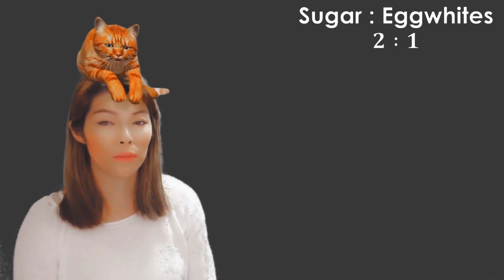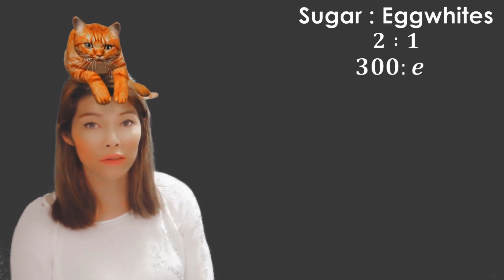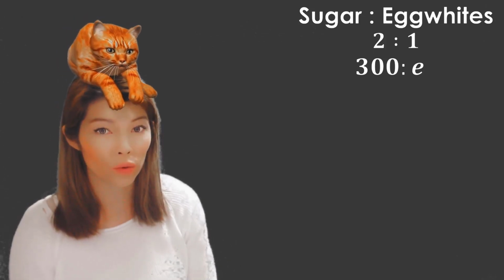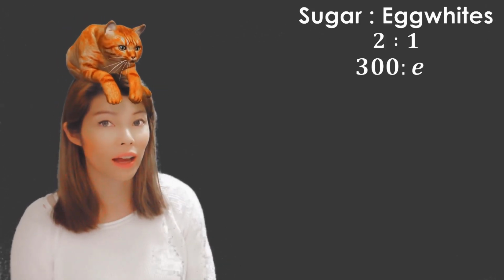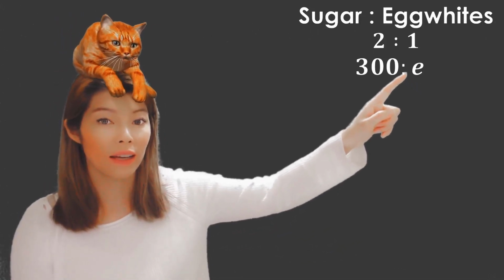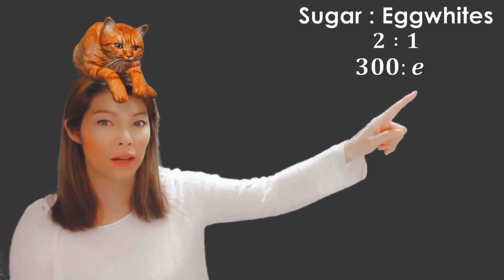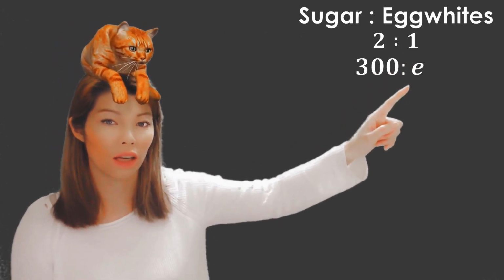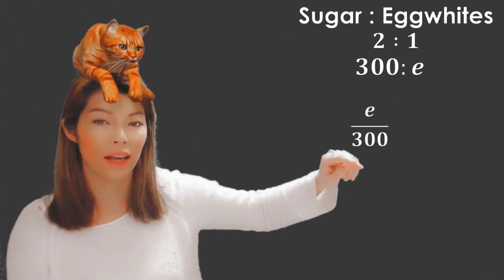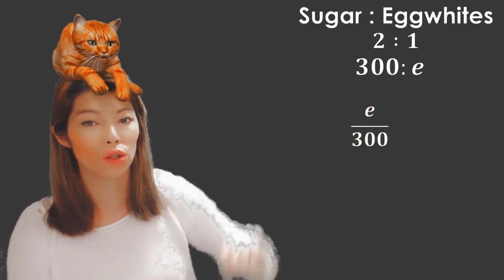Here we have a meringue recipe, sugar to egg whites, 2:1 ratio. If I had 300 grams of sugar, how much egg whites would we need? So again, we can write it as ratios. This time we're picking the right side to be the numerator, E over 300. Because I'm looking for egg whites, I made the variable E. So E over 300 as a fraction. And on the other side, we're going to have 1 as a numerator over 2.